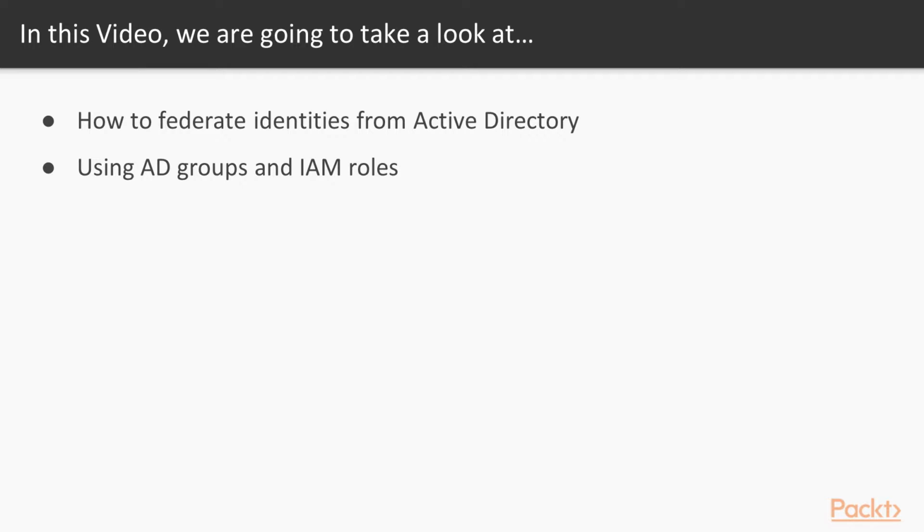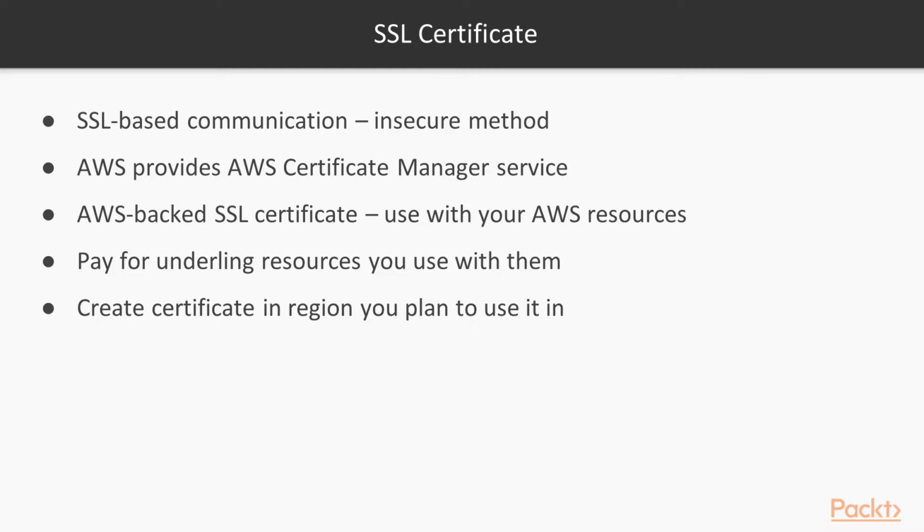In this video, we're going to take a look at how to federate identities from your Active Directory and use AD groups and IAM roles to provide different levels of access to multiple AWS accounts. SSL-based communications are now becoming the de facto standard, that is, insecure methods are no longer good enough.